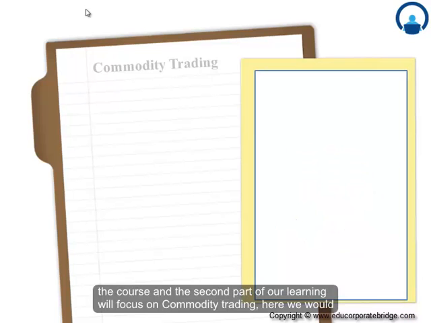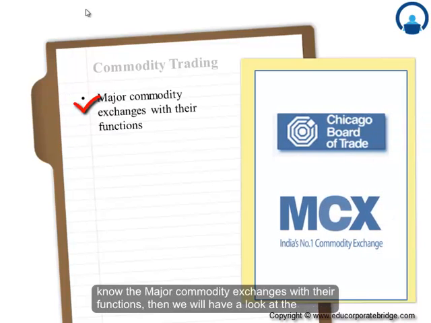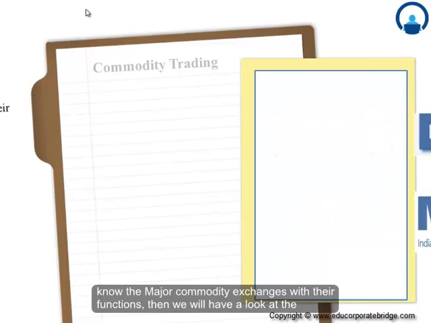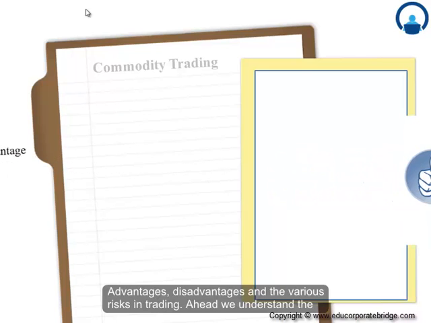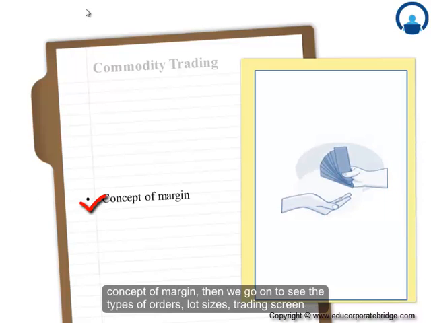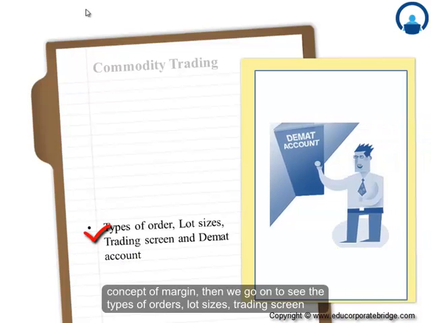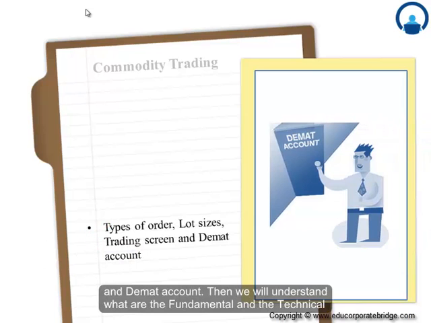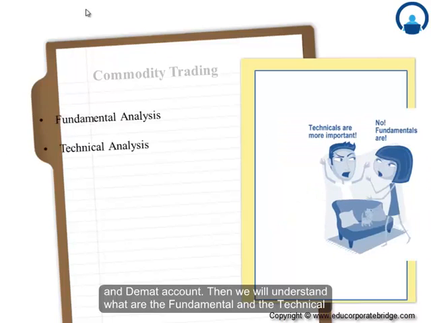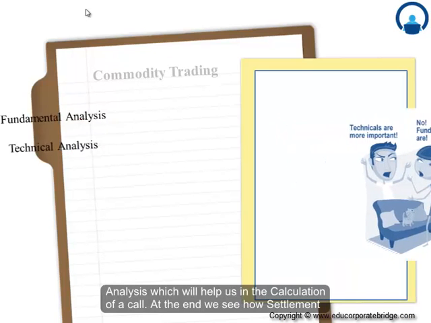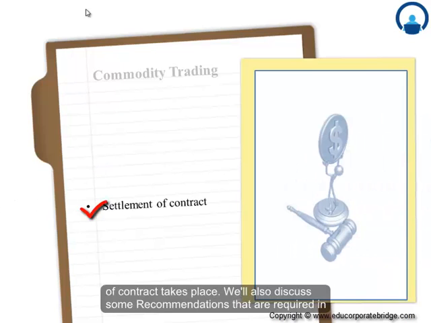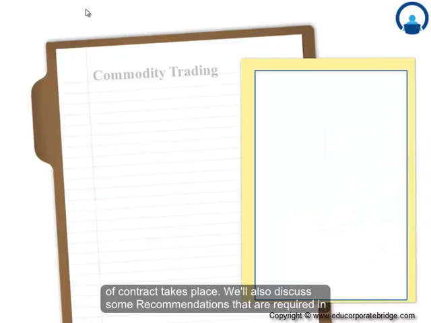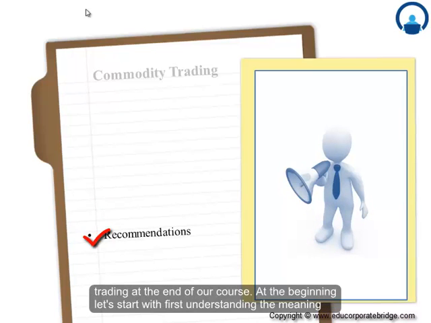And the second part of our learning will focus on commodity trading. Here we will know the major commodity exchanges with their functions. Then we will have a look at the advantages, disadvantages, and the various risks in trading. Ahead we'll understand the concept of margin. Then we go on to see the types of orders, lot sizes, trading screen, and demat account. Then we will understand what are the fundamental and the technical analysis which will help us in the calculation of a call. At the end, we see how settlement of a contract takes place. We'll also discuss some recommendations that are required in trading at the end of our course.